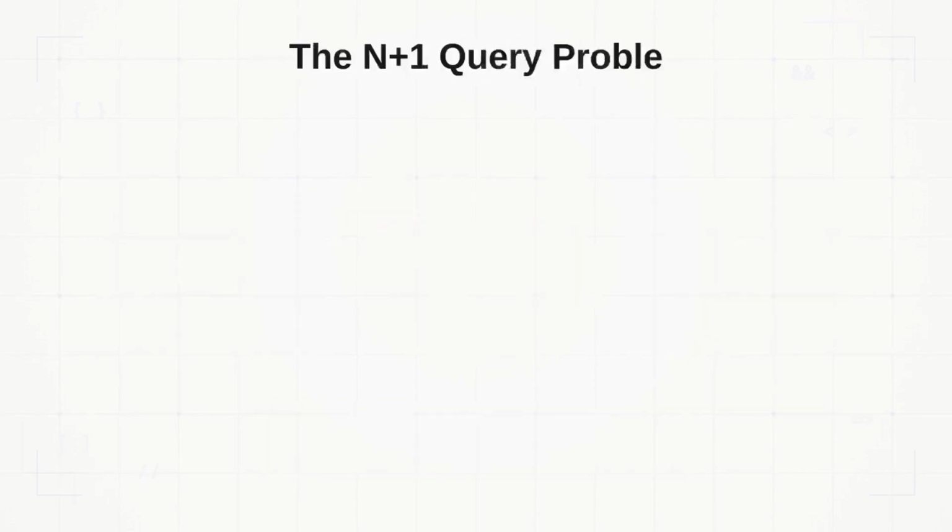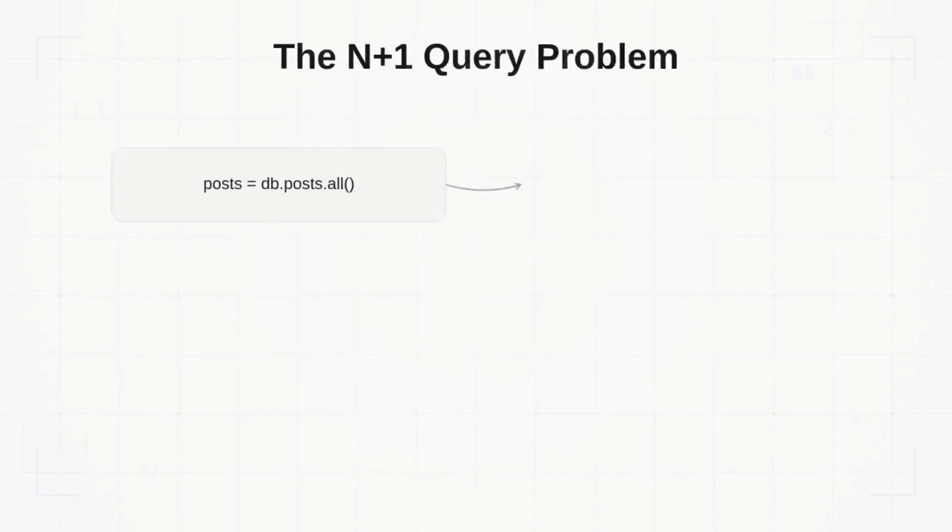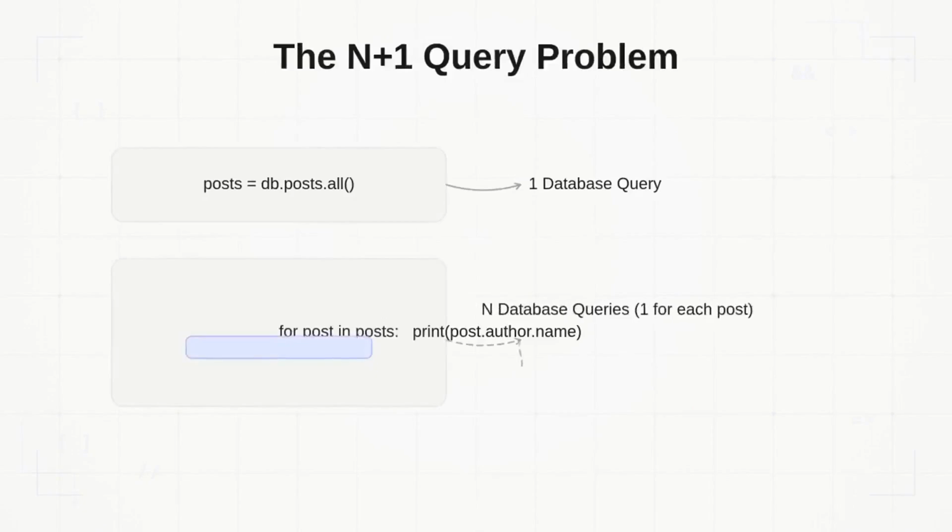The most common and notorious ORM performance pitfall is the N+1 Query Problem. It's a subtle issue that can easily go unnoticed during development, but can cripple an application in production. It occurs when your code fetches a list of items and then, within a loop, accesses a related set of data for each of those items.